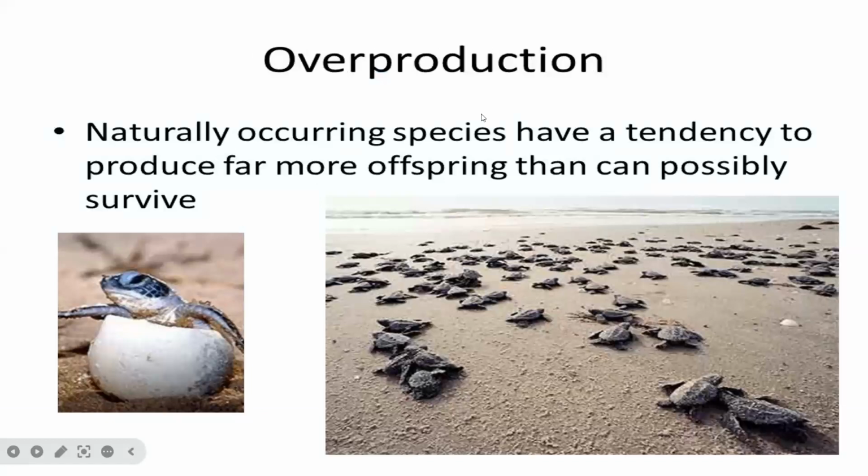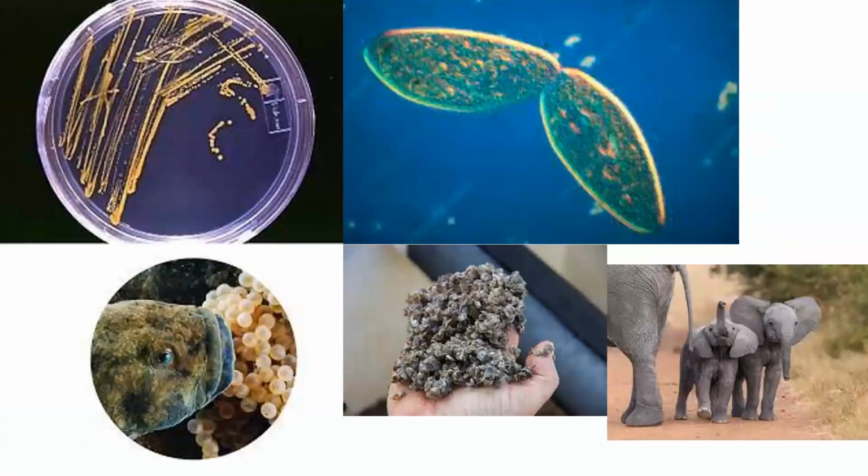Next is overproduction. Naturally occurring species have a tendency to produce far more offspring than can possibly survive. Okay? Obviously, any species will have a tendency to produce many organisms, far more than they can survive. They produce more and very few will survive. For example, a bacterium reproduces after around 20 minutes. 20 minutes it will take to double itself.